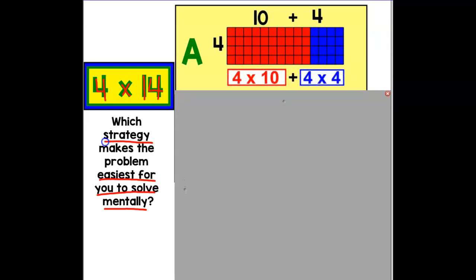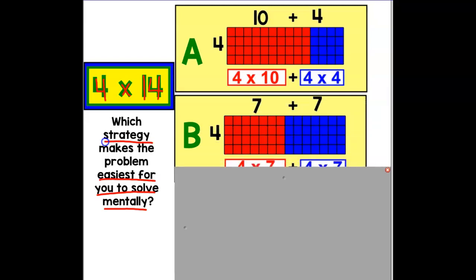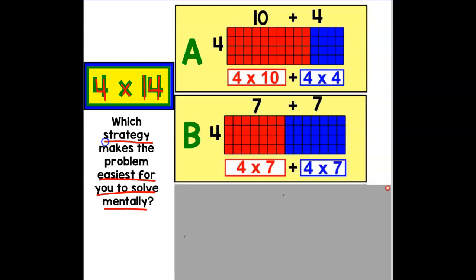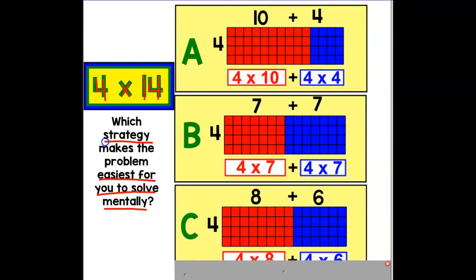Would you want to use way A, break it down into 10 plus 4? Would you use strategy B, where you'd break it into 7 and 7? Or would you use strategy C, where you'd break it down to 8 and 6? Write your answer on your whiteboard, and then think about how you would explain it. We're going to call on a couple of people to share which strategy works best for them if they had to do this mentally.